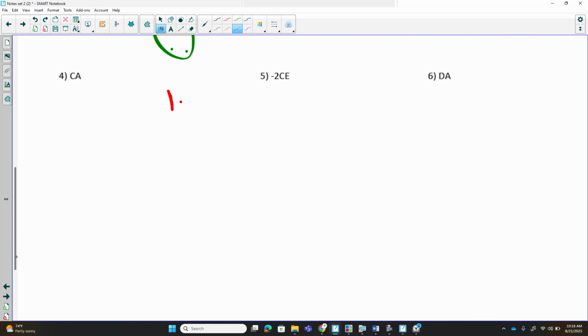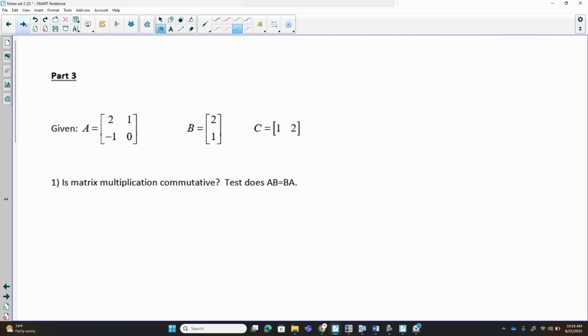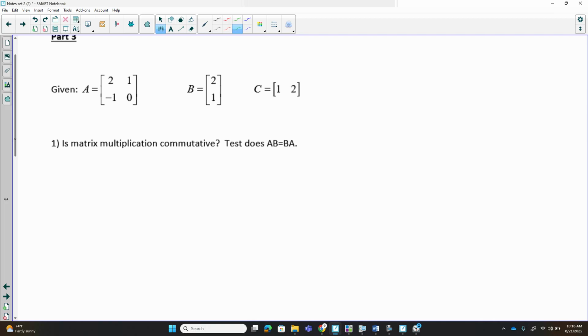Let's slide over to part 3. Okay. So is matrix multiplication commutative? No, it is not. We know that it is not because we can just do this one right here. What is AB? A times B. Let's go ahead and multiply A and B together. Let's see what you guys get. We can do this fairly quick.